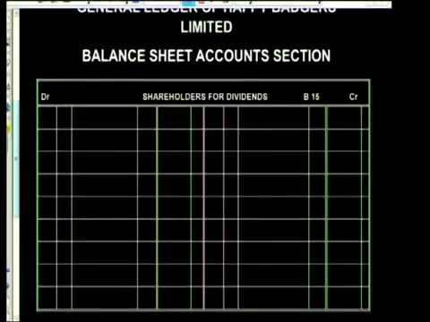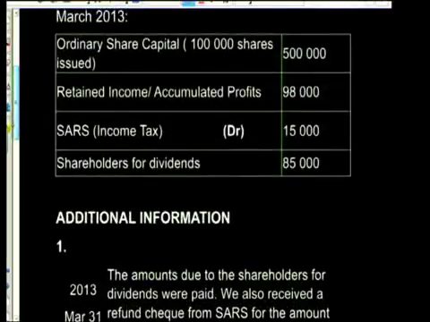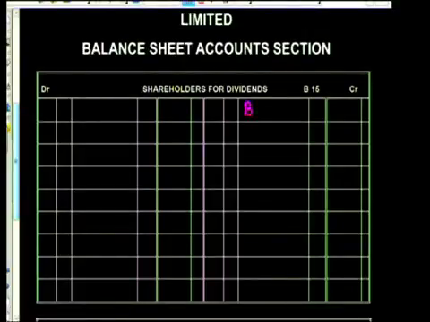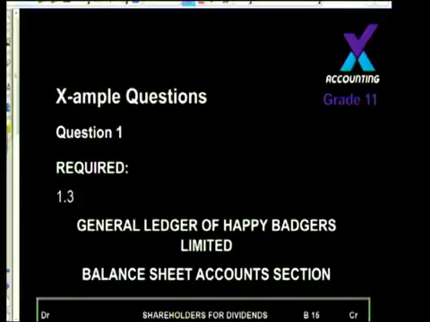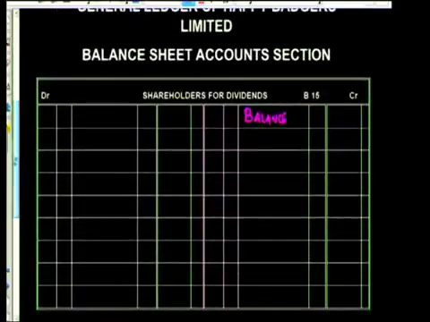Right, next one, let's see what do we have here. We have the shareholders for dividends account, and let's find the balance. Shareholders for dividends, we all know that this is a liability account. Why? This is the amount that we owe to our shareholders. Therefore, on the credit side of the account, the balance is 85,000 Rand. Liability on the credit side, a balance of 85,000 Rand.